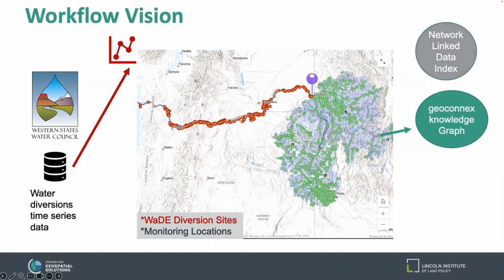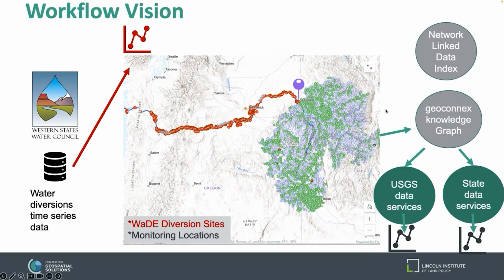And then we'd like you to be able to go to a knowledge graph that covers more semantic queries. So you can ask for data sets about different variables and then get to the data wherever it might live, whether it's a federal or state agency or a non-governmental organization.